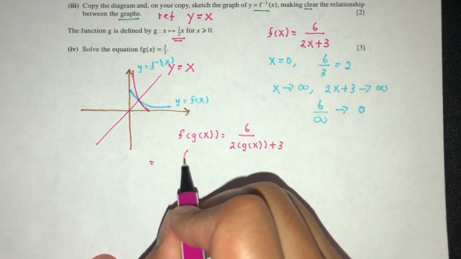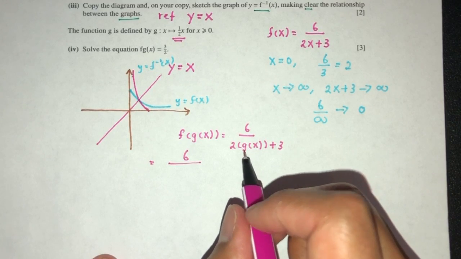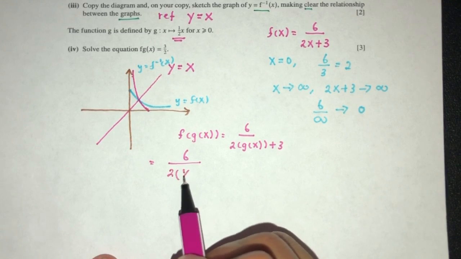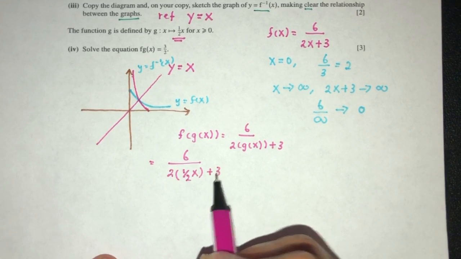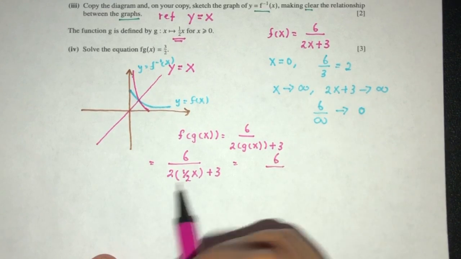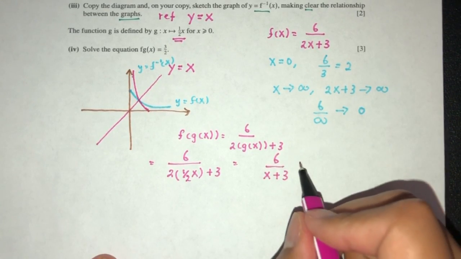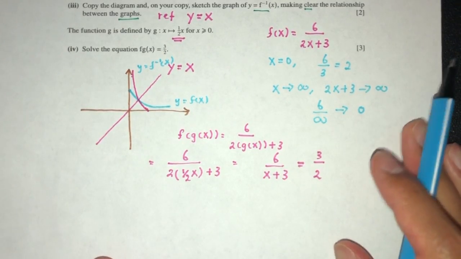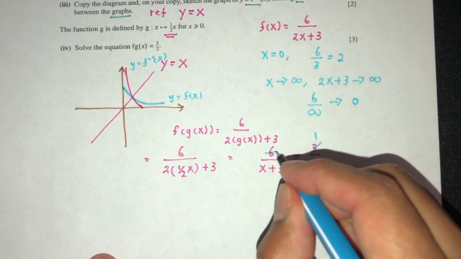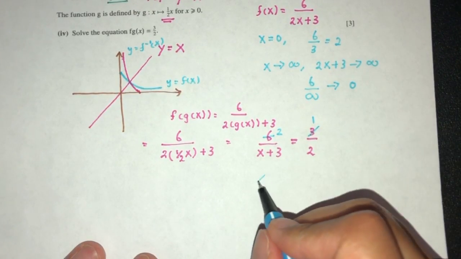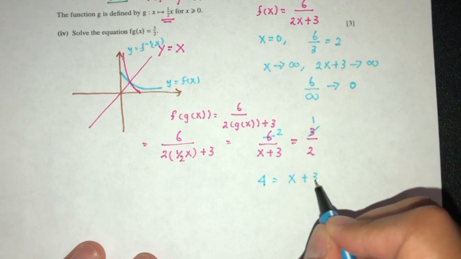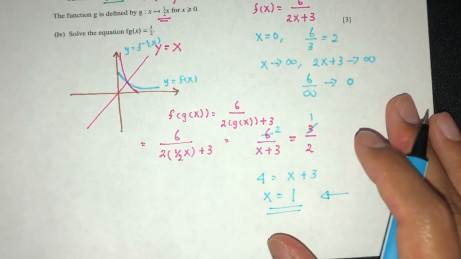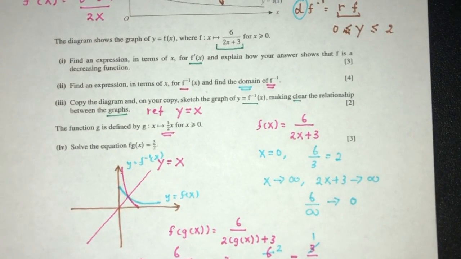Now simplify. 2 times g of x will be what? g of x is this, so that should be just 2 times half x plus 3. That should be 6 over x plus 3. Now this is equal to 3 over 2, as we can see right here. First things first, we can divide by 3. That will be 1, and that should be 2. Then we cross multiply. You will have 4 here, and that will be x plus 3. x will be the value of 1. And that is your answer for the last question, which is fg of x equal to 3 over 2.